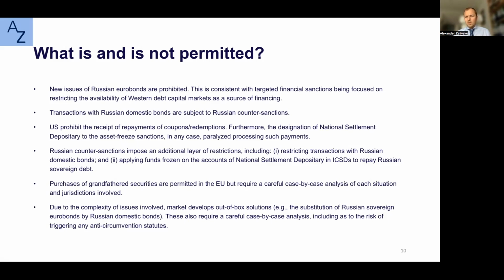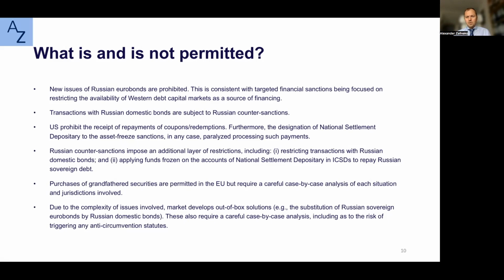Technically, as the assets are frozen on the accounts of National Settlement Depository, to the extent the National Settlement Depository now has to make a payment on behalf of the Ministry of Finance with respect to Russian sovereign debt, the National Settlement Depository says, well, please take a part of those frozen money and make the repayment. So the counter sanctions mean that we would use the relevant funds to repay those individuals who invested in the foreign securities. So we can see how the layer of countermeasures introduced by Russia creates another set of obstacles in terms of getting the repayments.